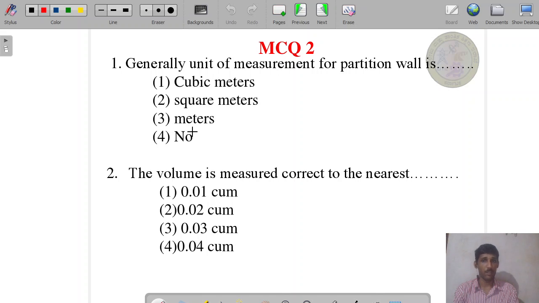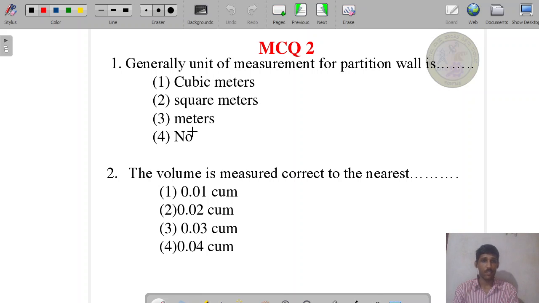Generally, the unit of measurement for a partition wall is square meter. If the partition wall thickness is half of the brick thickness, it is always less than the thickness of the brick. Under that circumstance, it is always measured in terms of square meter.